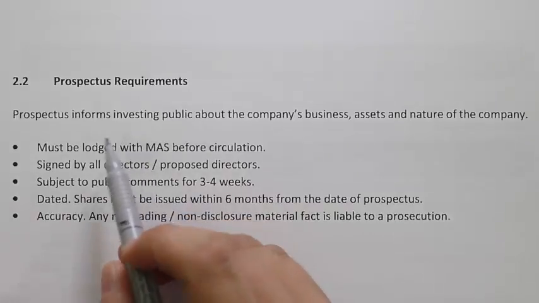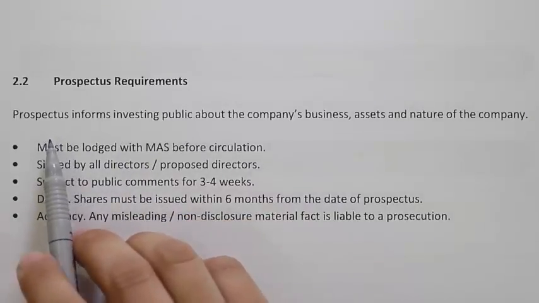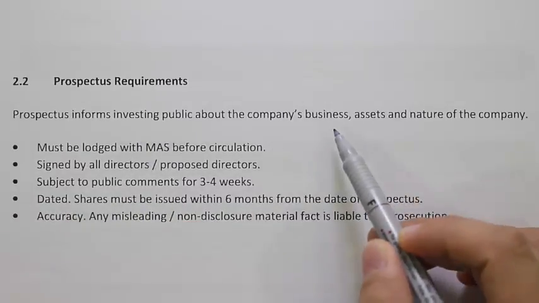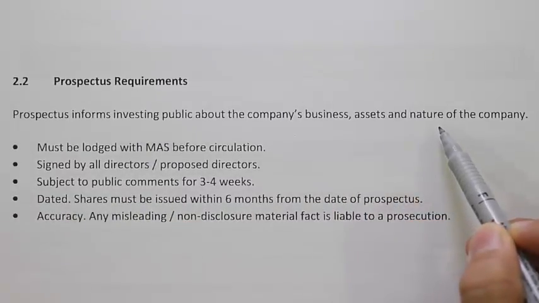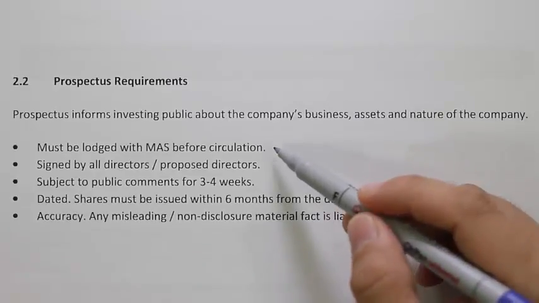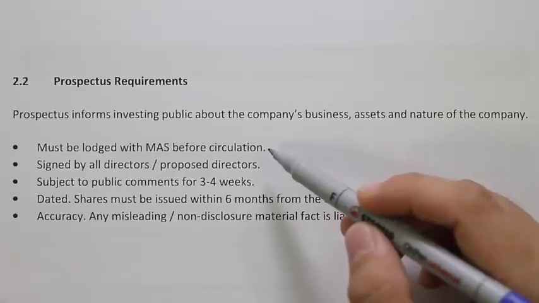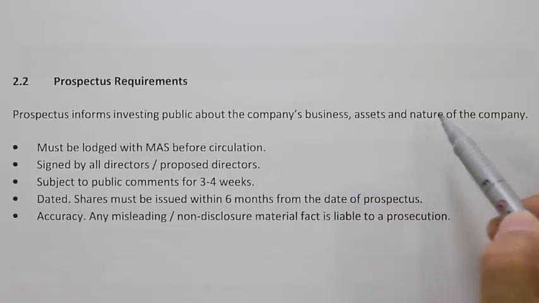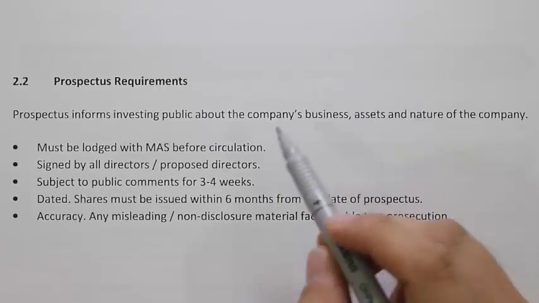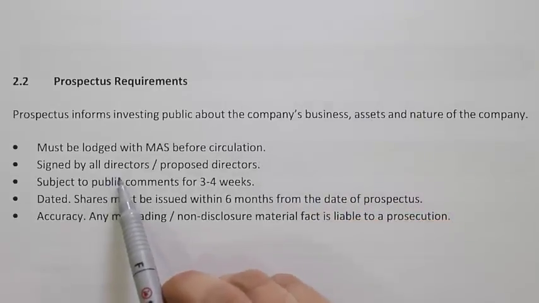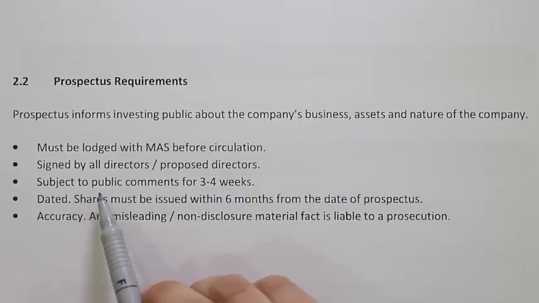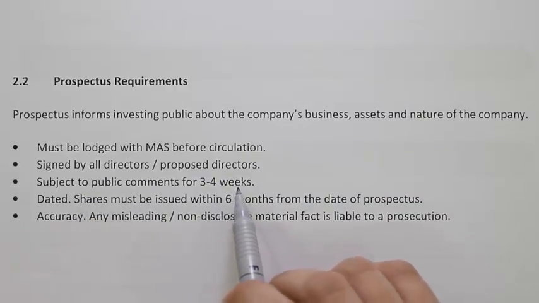Prospectus requirements. Like I mentioned before, the purpose of the prospectus is to inform the investing public about the company's business, assets, and the nature of the company. And this must be lodged with MAS before circulation to the public. Because the prospectus shows you the information on the company's business and the nature of the company, it has to be declared and signed by all directors or proposed directors. And this document is subjected to public comments for about 3 to 4 weeks.